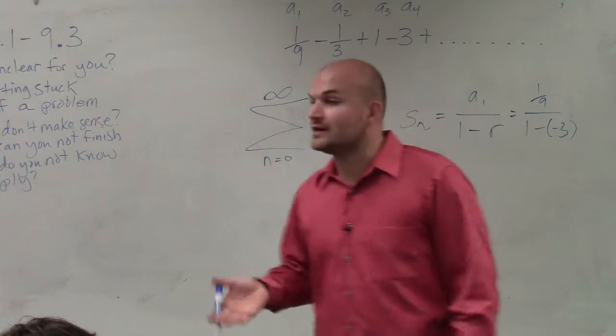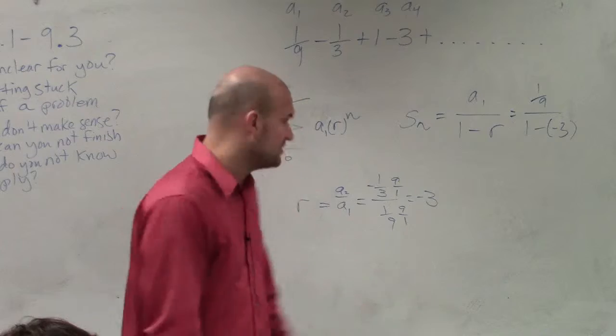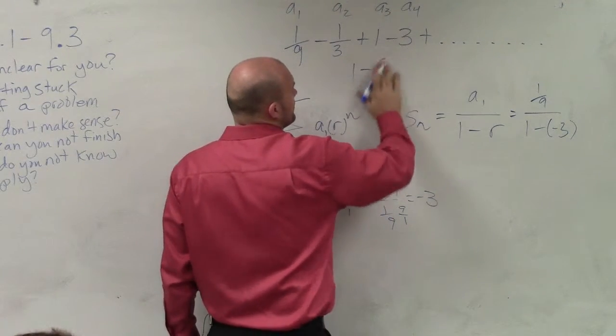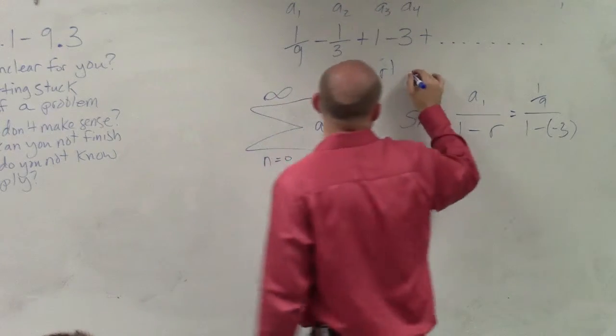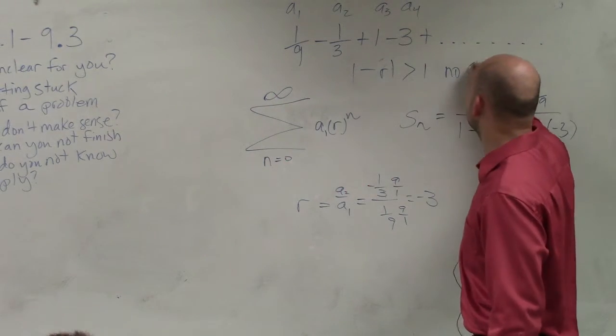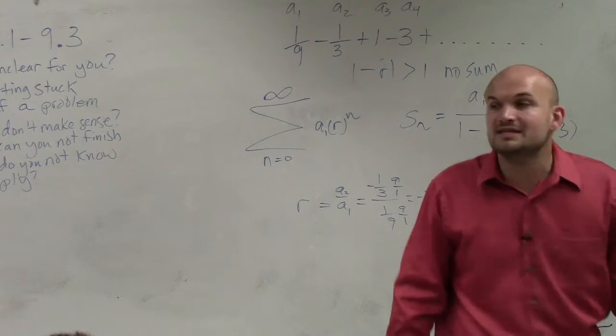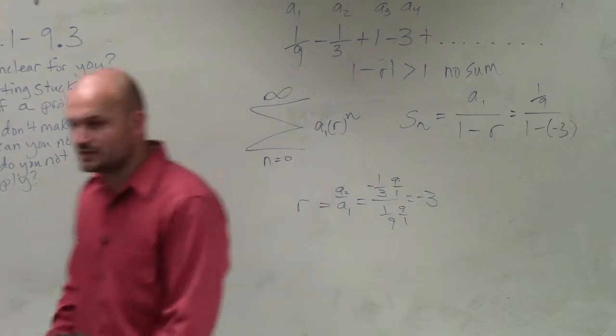Now, the issue that comes up, when I presented this formula to you guys, one thing that we talked about is when the absolute value of r is greater than 1, there is no sum. So therefore, for this example, there is not a sum for the infinite series.